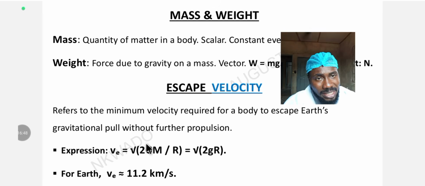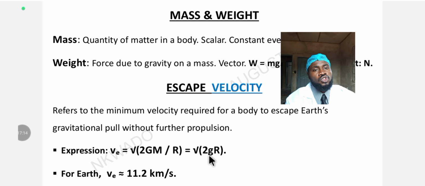Remember, capital letter G is gravitational pull or gravitational force, but small letter g here is acceleration due to gravity. It depends on the parameters you are given in the question. That's what is going to determine the formula you are going to use for expressions that have two formulas.